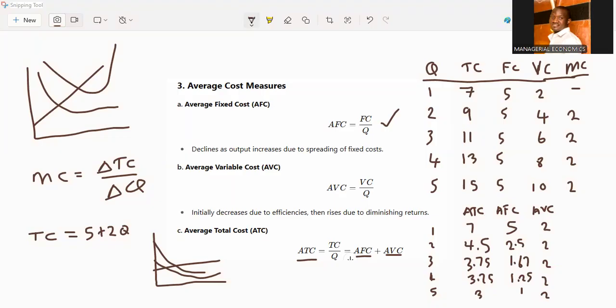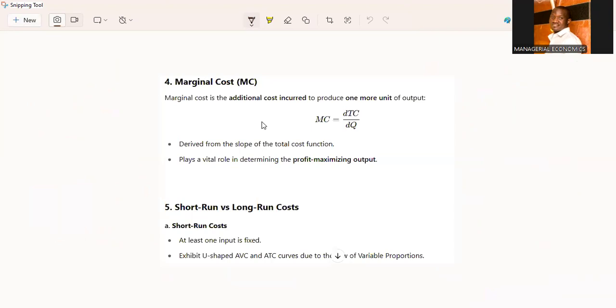So we can also use some calculus. Those who attended my other class, I took you through differentiation, how to differentiate in calculus. So you need to understand that differentiation is the mother of economics, finding the change in one variable with respect to change in another. So marginal cost is the additional cost to produce one unit of output. So marginal cost is the change in TC over the change in Q. It is derived from the slope of the total cost function.